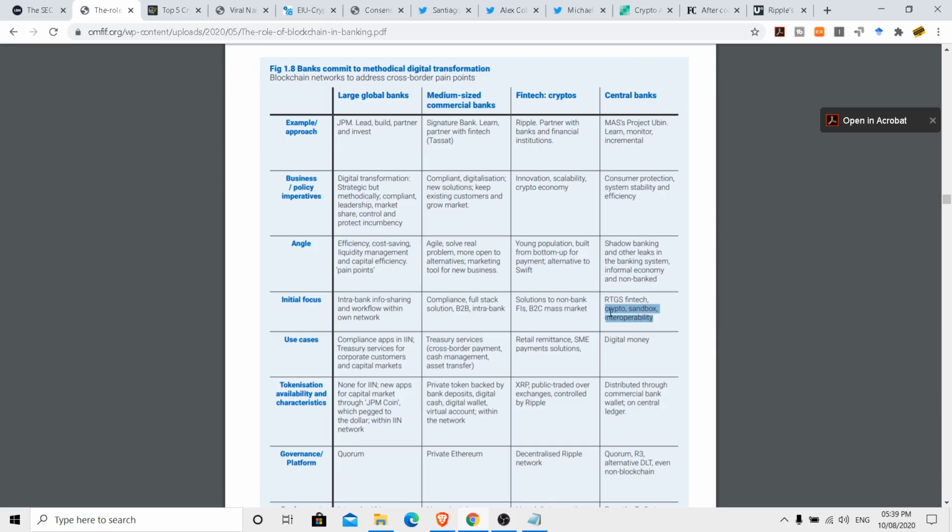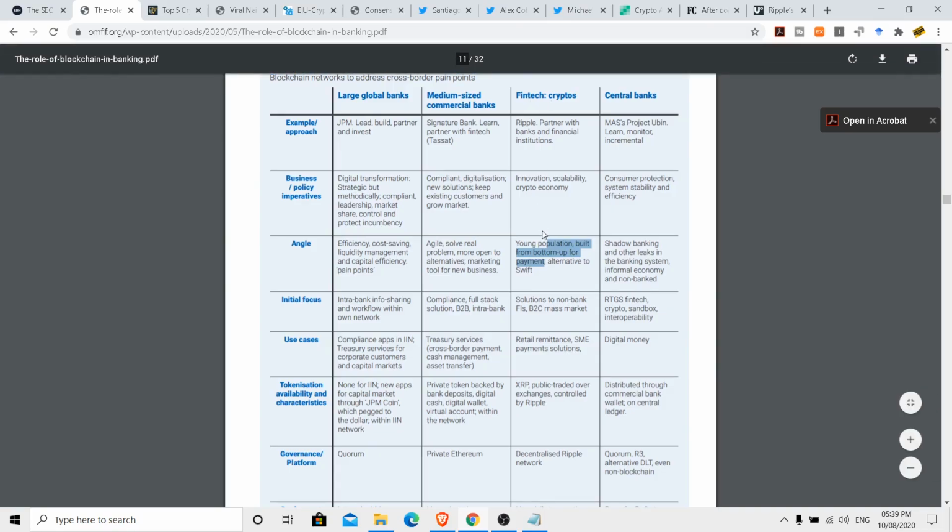Now, if you look at the Bank of England's web page and go through the proof of concepts, you can understand how they are eyeing the Interledger protocol. They went through a lot of different projects, say Ubin, Jasper, and others we have covered in this channel itself, right? And when we look at the next generation, the millennials and the upcoming Generation Z, a young population built from the bottom up, a payment alternative to Swift. That's what fintech and crypto is, and that is why we are going into that one.